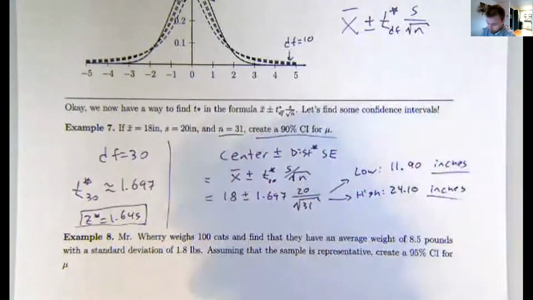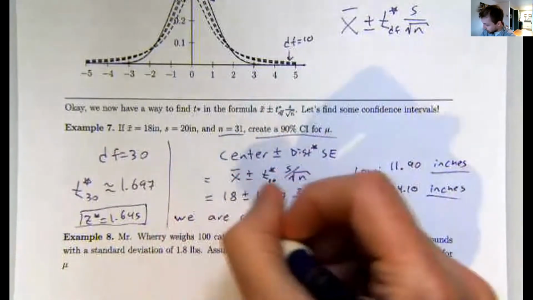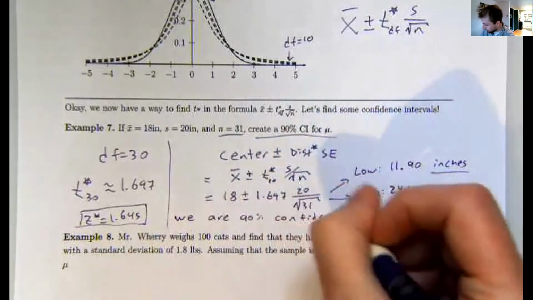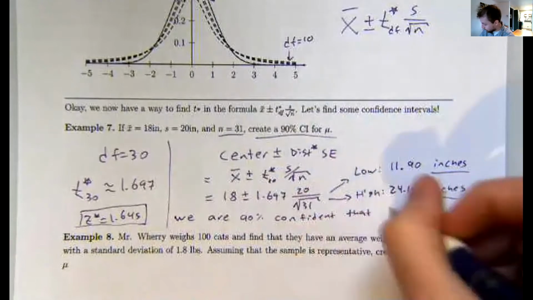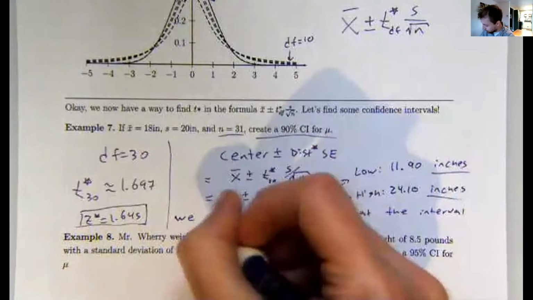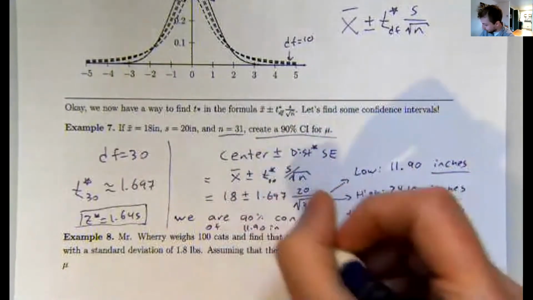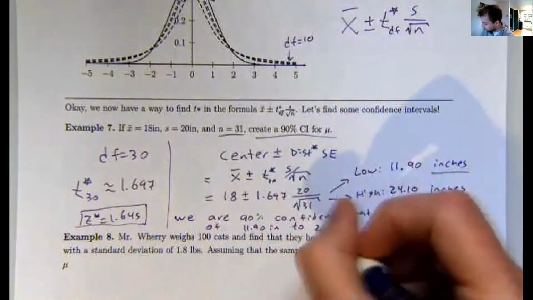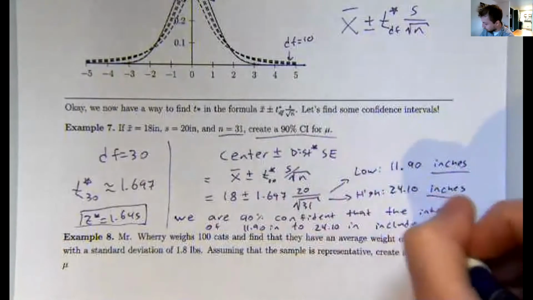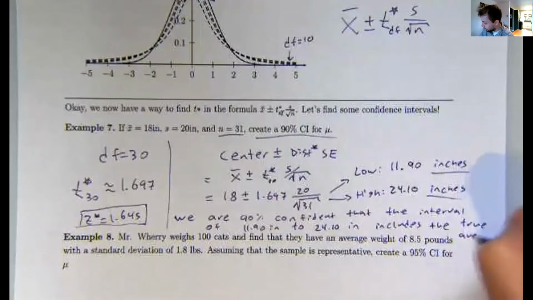So my sentence that would go along with this would look like the following. We are 90% confident that the interval of low end 11.90 inches to high end 24.10 inches includes the population or the true average mu.